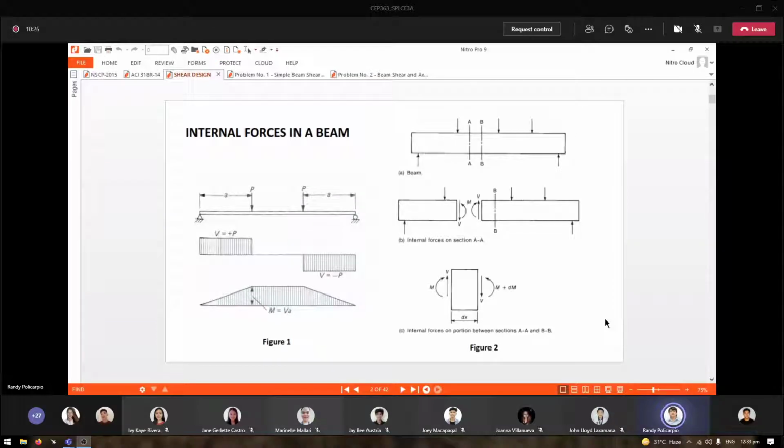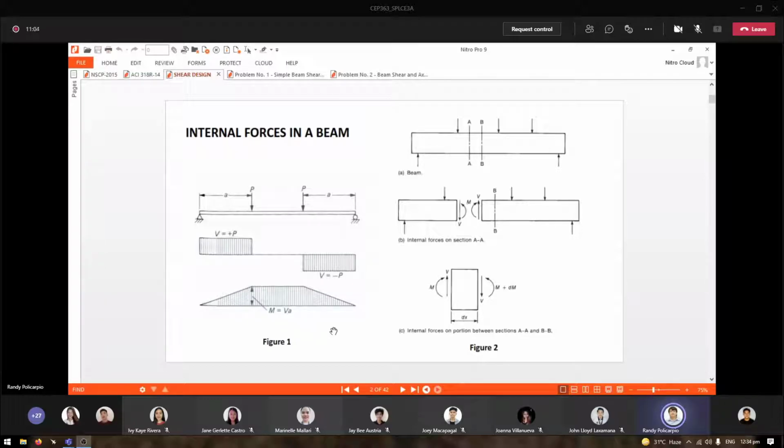Okay, so we have here a diagram for us to identify what the internal forces are in our beam. For figure 1, the internal forces can be determined by plotting our shear and moment diagram. So the magnitudes of the internal forces, these are the shear and the moment. So those are the internal forces.